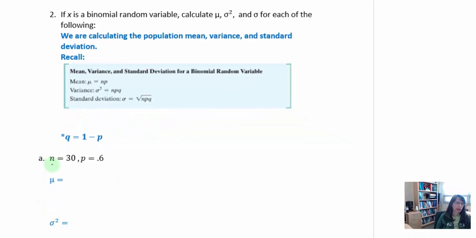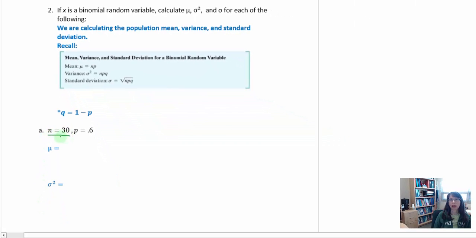In our first example, we have a total count of 30, so n equals 30, and the probability of success is given at 0.6. So first we calculate the value of q. Q is found by taking 1 minus the p-value of 0.6, and that leaves us 0.4. So to calculate our population mean, we are taking n, which is 30, multiplying by p, which is 0.6. So 30 times 0.6 is equal to 18.